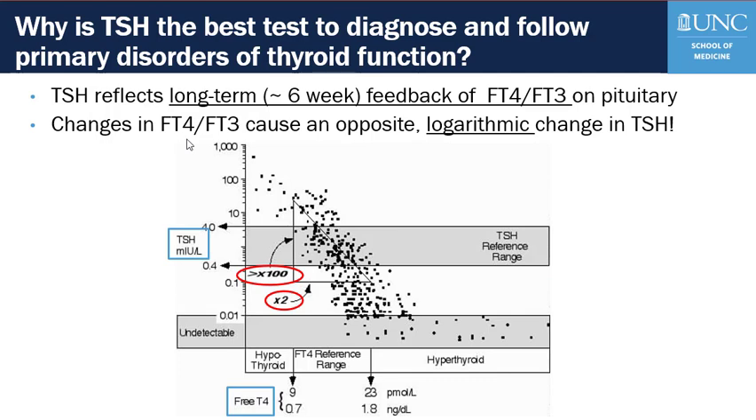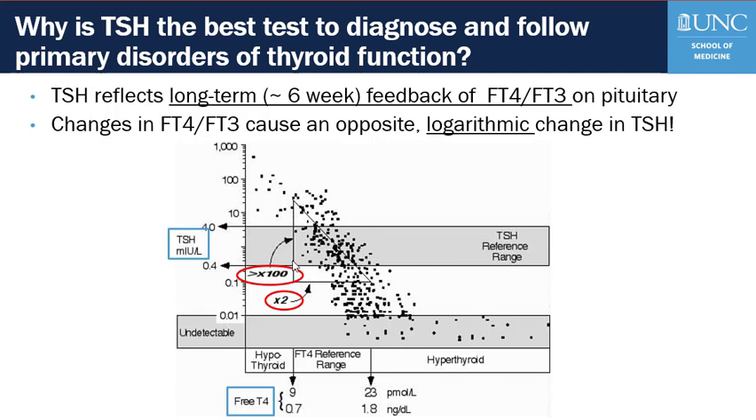And the other reason that TSH is so useful is because the changes in the thyroid hormones themselves will cause an opposite and a logarithmic change in TSH. So let's look at that on this graph. Free T4 is shown on the x-axis, and as free T4 levels increase into the hyperthyroid range, TSH levels on the y-axis will decrease, but not in a linear fashion, in an exponential fashion. And the same occurs if thyroid hormone levels decrease. So if free T4 were to decrease by only 2-fold, the TSH would increase by over 100-fold.